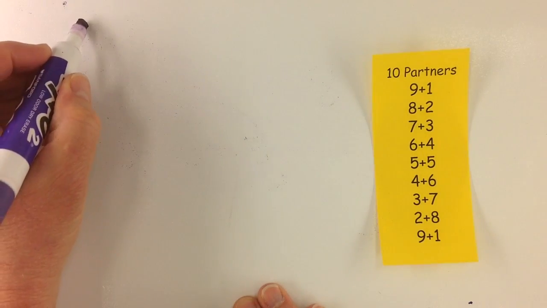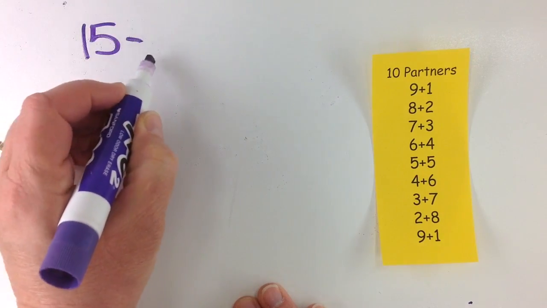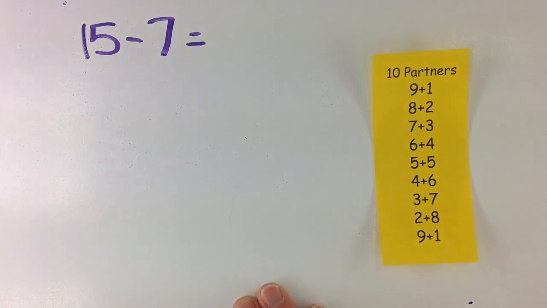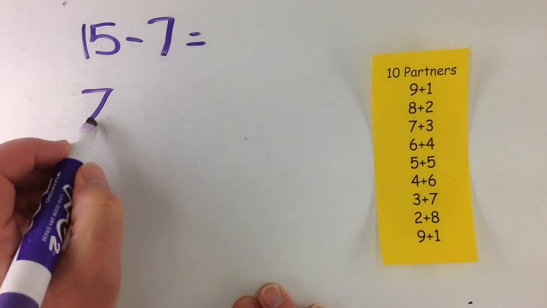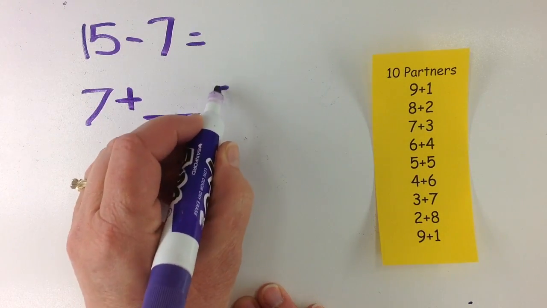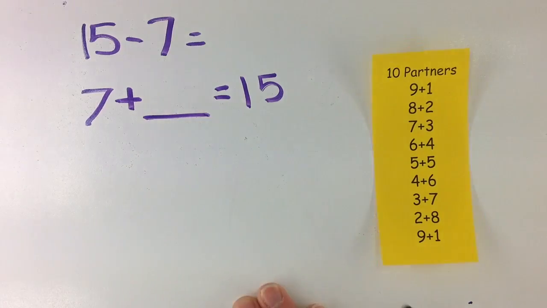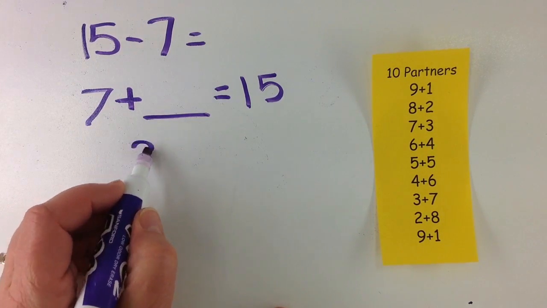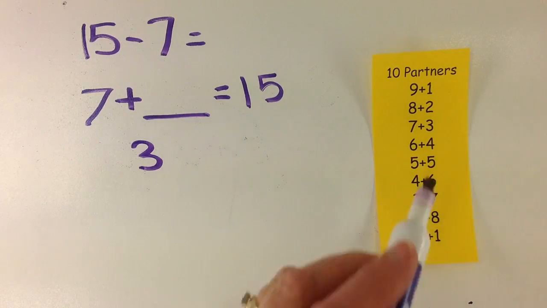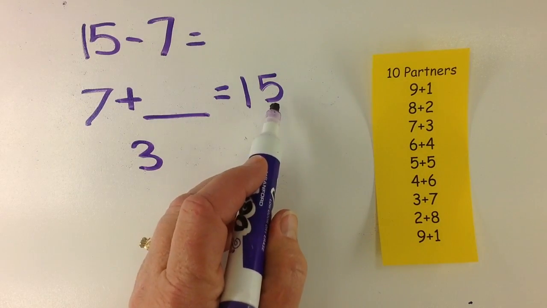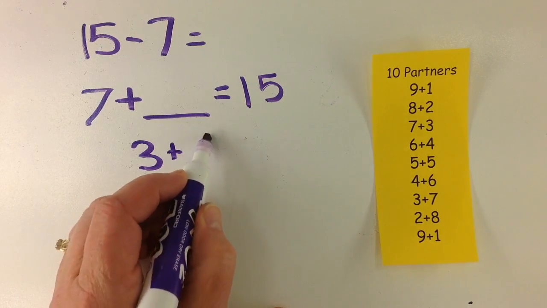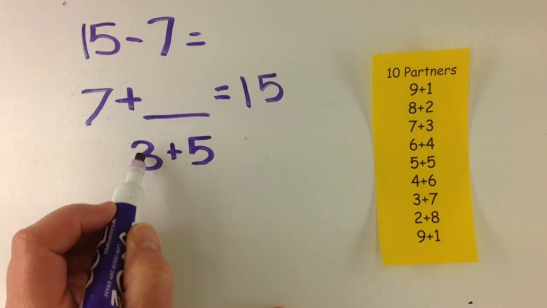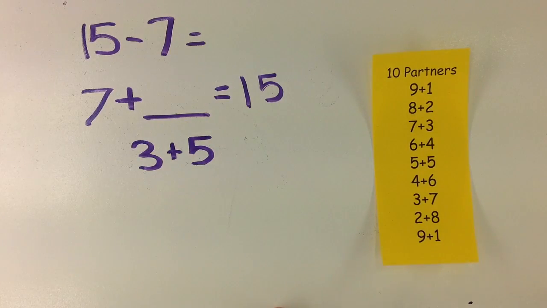If we were trying to solve 15 minus 7, we can switch that around and turn it into 7 plus something equals 15. Then we think, what do we need to add to 7 to make 10? And in that case it's a 3. 7 and 3 is 10. And then on 15 we have 5 above 10. So if we take the 3 to get to 10 and the 5 that we had over 10, our answer then would be 7 plus 8 equals 15.